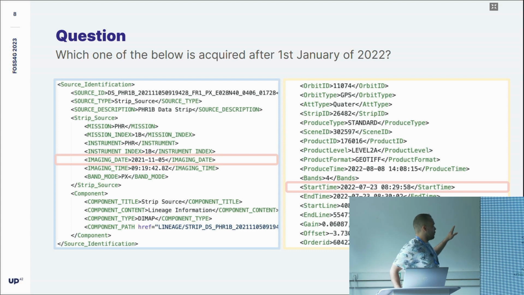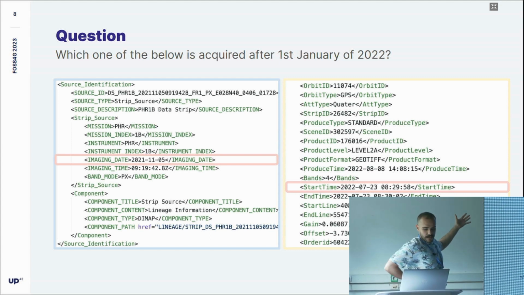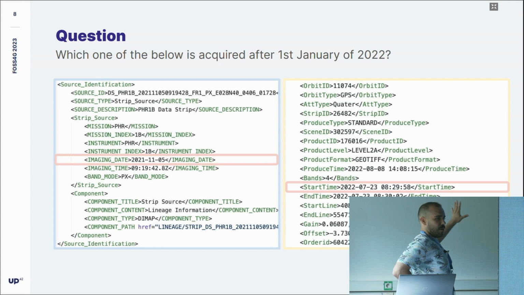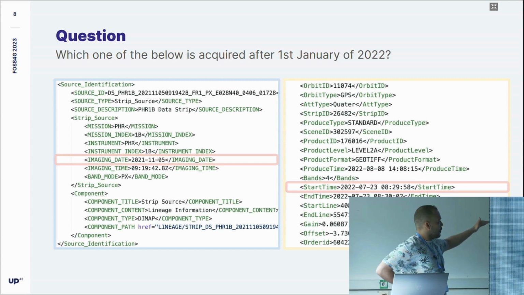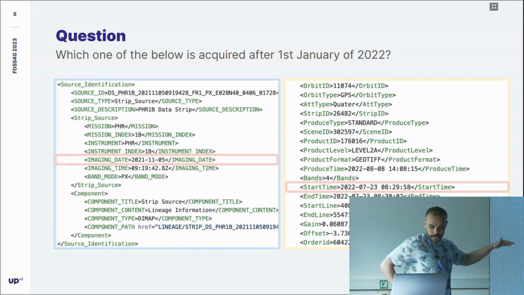One is for PHR, Pleiades, and one is for SuperView. And your job is actually to find those keys in this horrible XML, in my opinion. It's mostly XML files that they deliver. And you need to find where this information about date is. If you look carefully, you'll see that on the left side it says acquisition date, and on the other side it says start time.